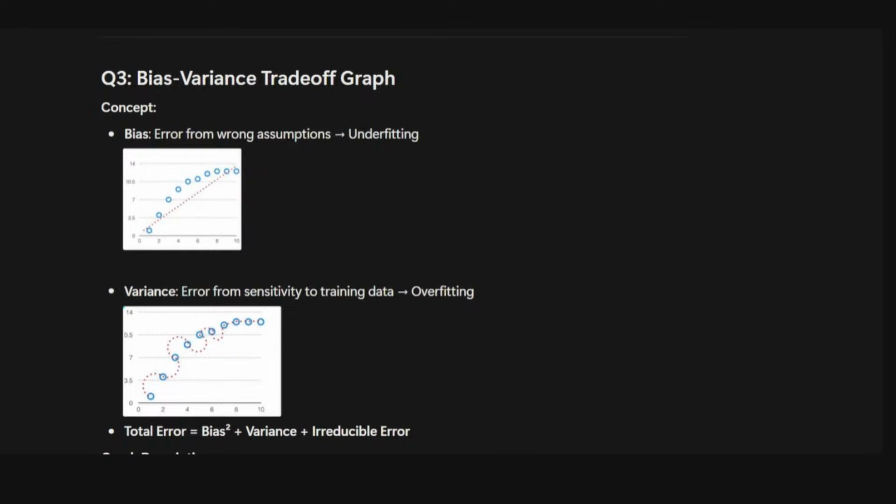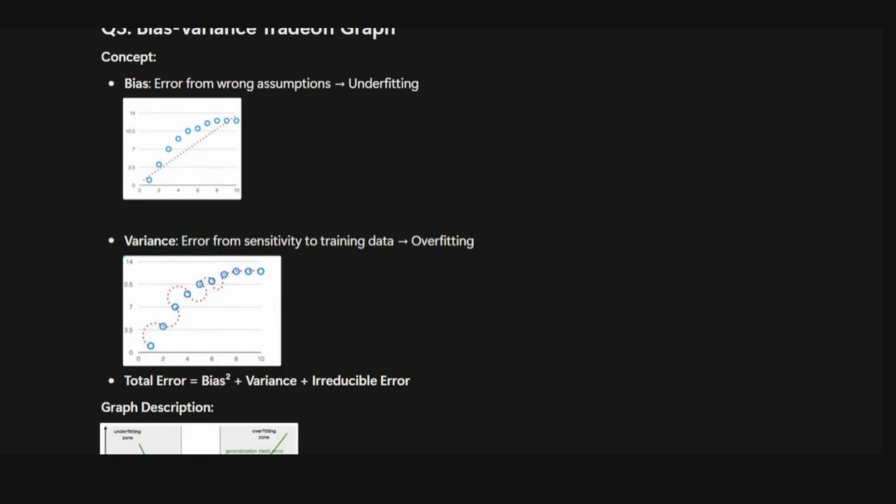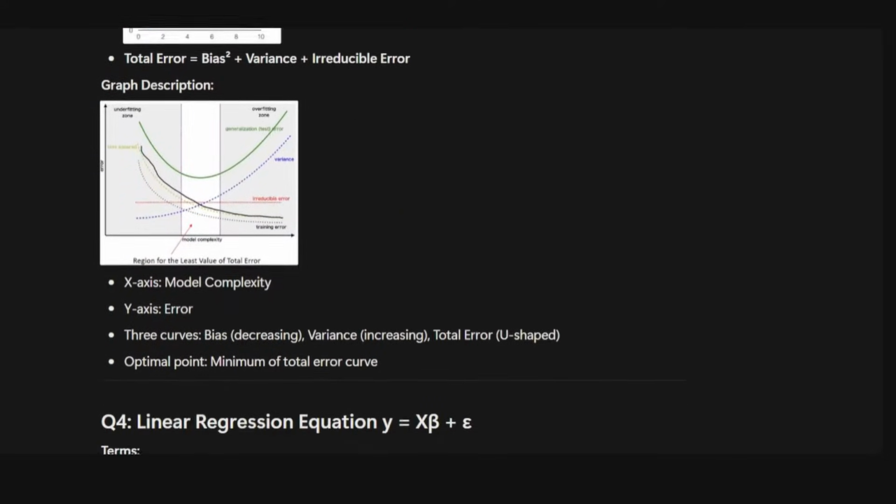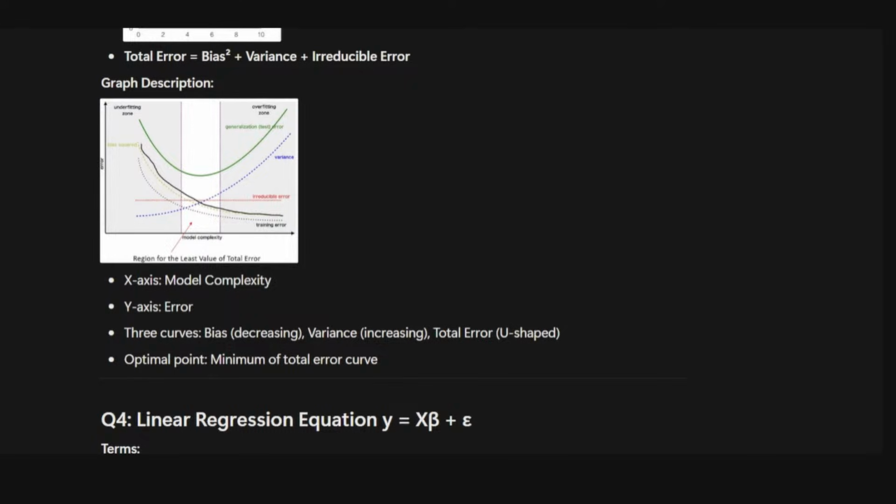Draw these 2 graphs that are present in your slide. Over here we have bias from wrong assumptions, underfitting, and error from sensitivity to your training data that causes overfitting, with total error being bias squared plus variance plus irreducible error, under which you will draw a graph. After drawing the graph, also ensure that you mention what you have included in it. In this, you have your x-axis and y-axis representing model complexity and error, and the region for the least value of total error should also be mentioned.